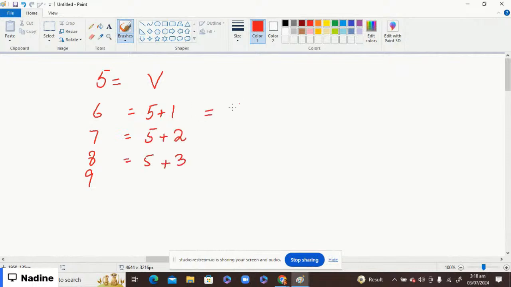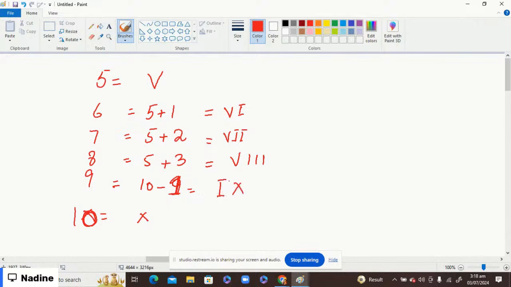What is for 5 plus 1? It's V, I for 1. What is 5 plus 2? V and 2 lines. What is for 3? 5 and 1, 2 and 3. 3 lines. Now for 10, it's X. Okay, for 10, it's X. But for 9, it's 10 minus 1. 10 minus 1. So it means that I and X. Okay, 1 is subtracted from 10.